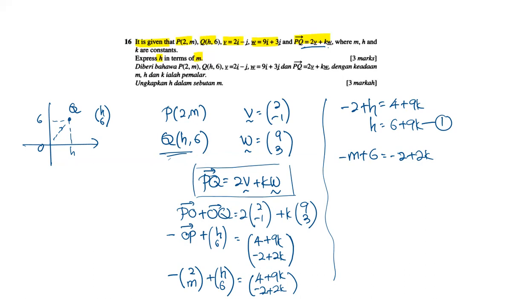So negative M equals negative 8 plus 2K, or I can say M equals 8 minus 2K when you rearrange it. So 2 equations, but 3 unknowns. You notice that this one, I get from negative 2 and H here. This one, I get from negative M plus 6 equals this thing. 2 equations, but 3 unknowns. Luckily, they never ask you to find the value. They just want to put H in terms of M.